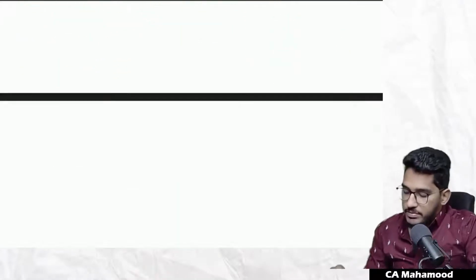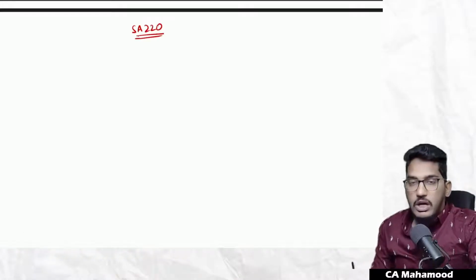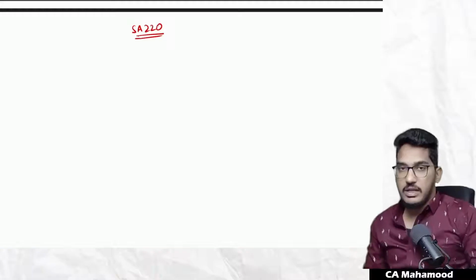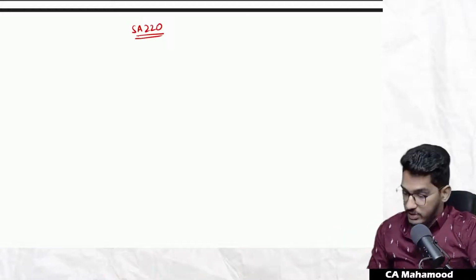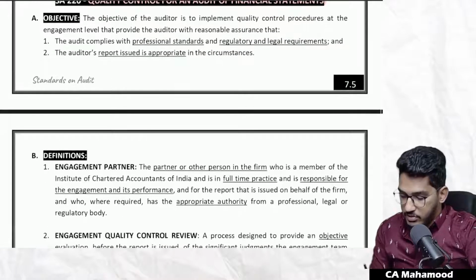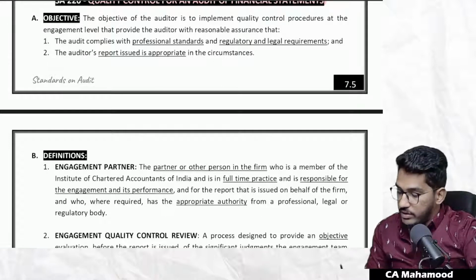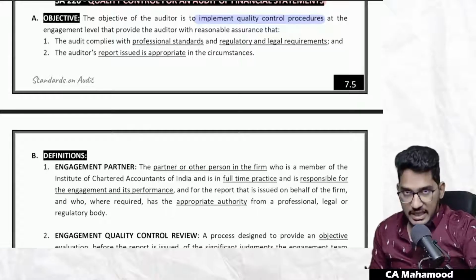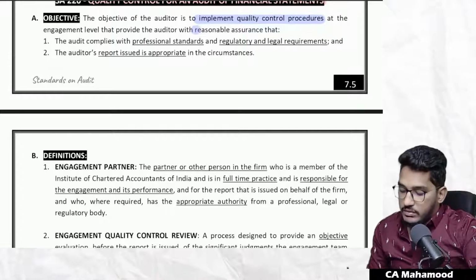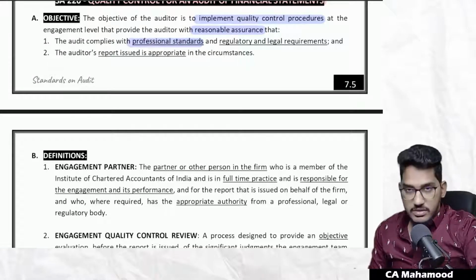Okay. So I have explained what is the objective of SA 220. What does SA 220 talk about? How to maintain quality in the audit assignments. So if we read the objective of the standard here, why SA 220 has been given. The objective of the auditor, as per the standard, is to implement quality control procedures at the engagement level that provide the auditor with reasonable assurance that the audit complies with professional standards, regulatory and legal requirements.